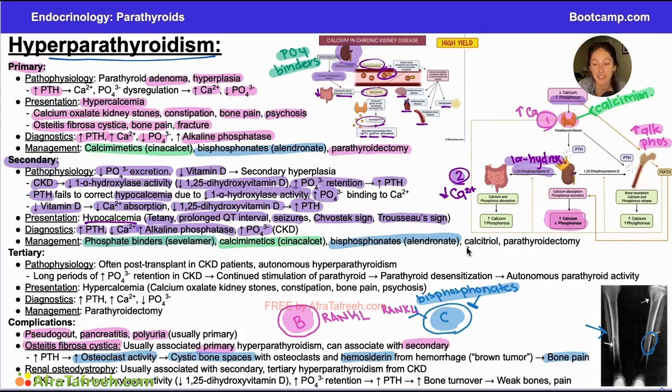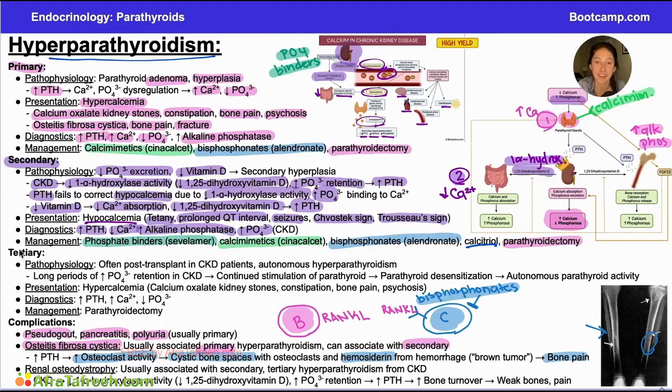Additionally, we may treat secondary hyperparathyroidism with calcitriol, to make sure we're getting enough of that vitamin D that we may not be absorbing if that is the problem. And then finally, we can also do a parathyroidectomy here if this becomes too much of a problem, and taking out that parathyroid will remove that source of parathyroid hormone.